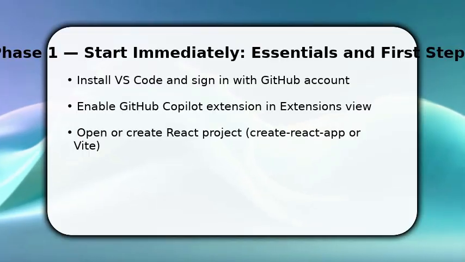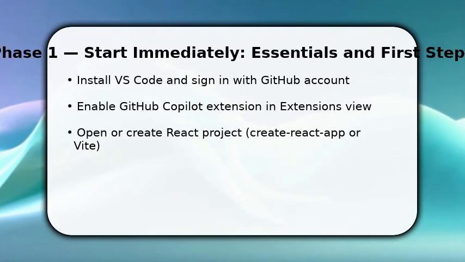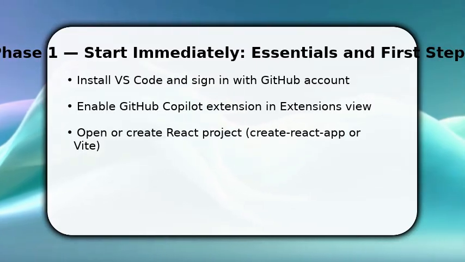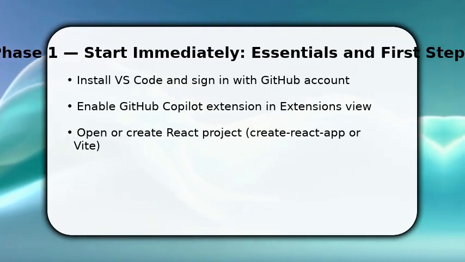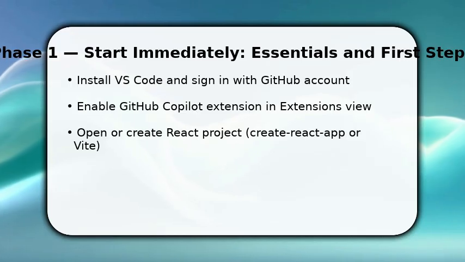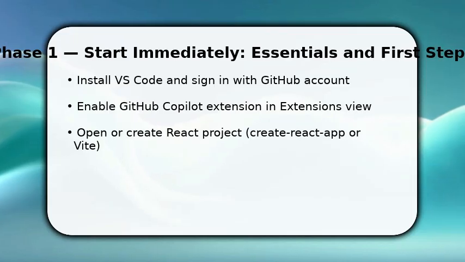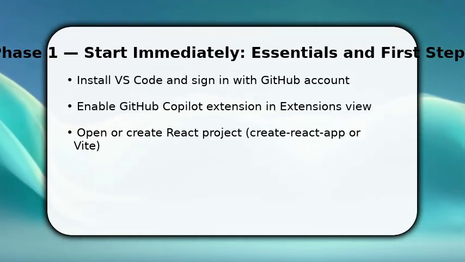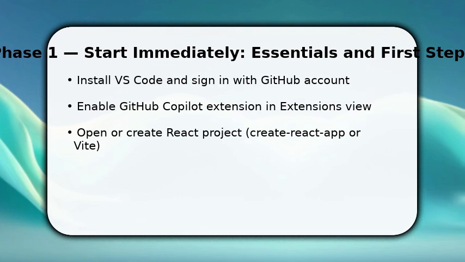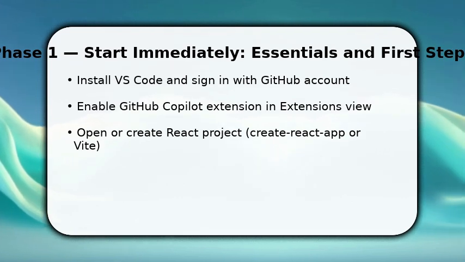You already have the essentials: VS Code, a GitHub account, and a React app. First, install and enable the GitHub Copilot extension. Sign into GitHub when prompted. Once done, open your project folder and confirm Node and NPM are available in the terminal. Then create or open a JS or JSX React component file so Copilot can suggest relevant code. Make sure to set the file language to JavaScript React if it doesn't auto-detect.